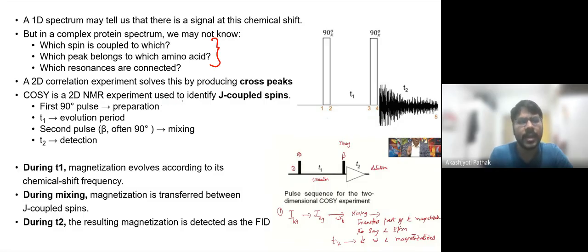So a COSY is a 2D NMR experiment which is used to identify J-coupled spins. This is important because COSY will provide information about the J coupling between the spins. Here, first of all, we give a 90-degree pulse, and this is called the preparation period. Then there will be a t1 evolution period. The spin will precess according to its own frequency, and then a second pulse is provided. This is called the mixing time, and then there will be t2 detection.